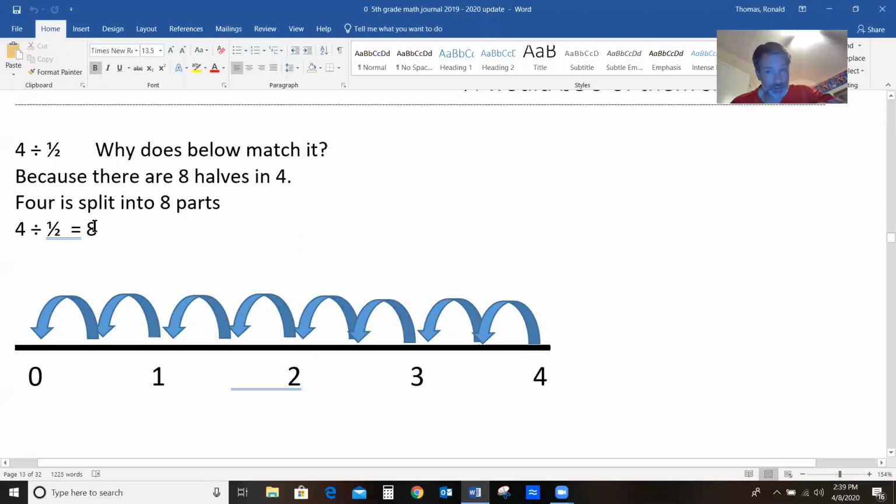Now you could do keep, change, flip. I would so do that. Keep, change, flip. 4 over 1 times a half would be 2 over 1. You'd get 8. So the 4 is cut into 8 parts. 1, 2, 3, 4, 5, 6, 7, 8. See me hopping down there? This is a picture model of that. Pause, think about it. We could try some other ones in a minute if you want to.